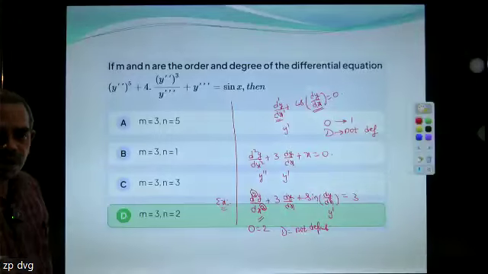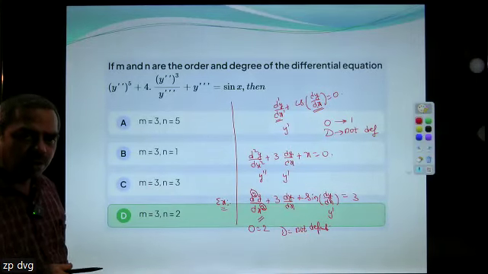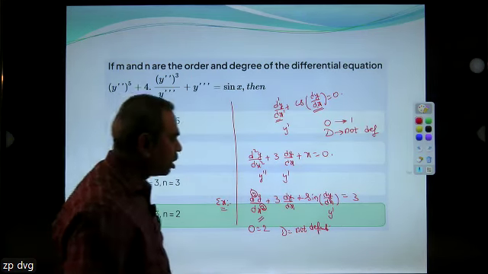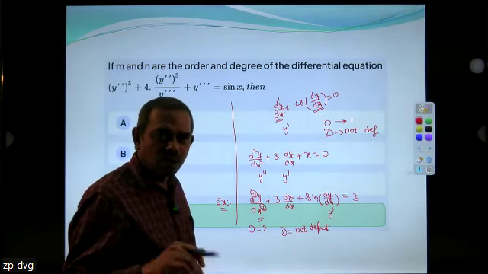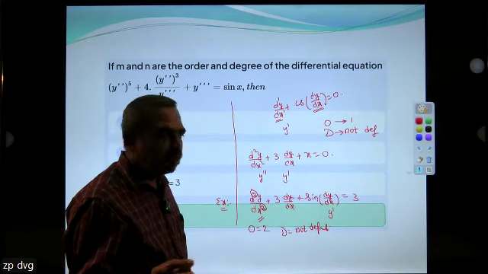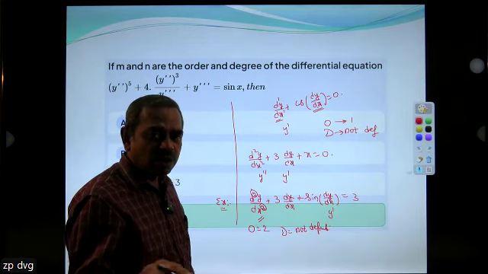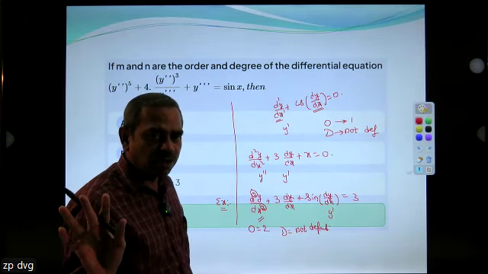Is it okay? Okay, ma'am. So let us close along with this part. So in the next class, we can have the sums related to the variable separable method as well as the linear differential equations. Okay.